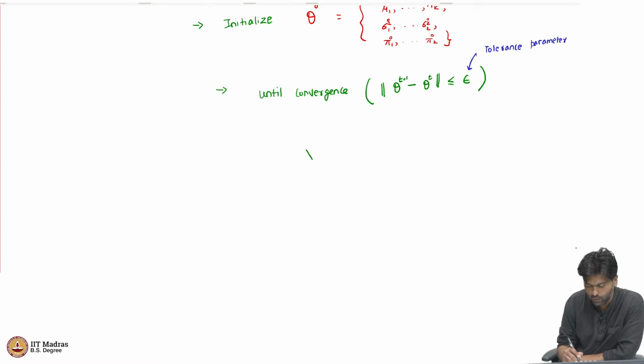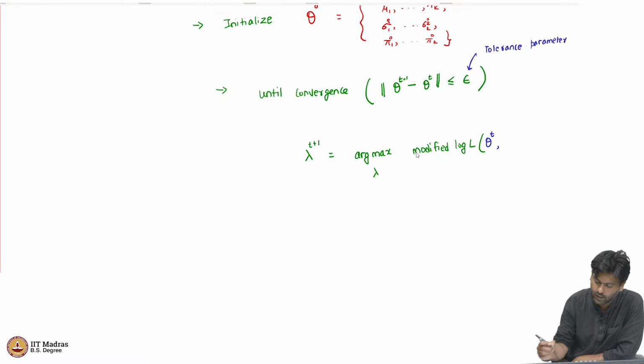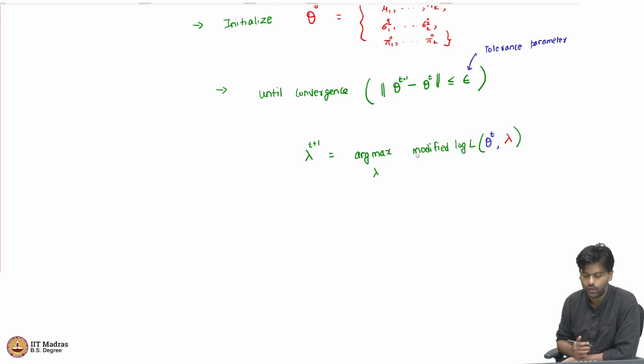Now, because we have initialized with some theta, we will solve first for lambda. Lambda t plus 1 is just argmax over lambda of the modified log likelihood, with theta t fixed and treating lambda as the parameter. So you are fixing theta t and treating lambda as the parameter and then maximizing. We know how to do that, that is a simple problem that we already solved.